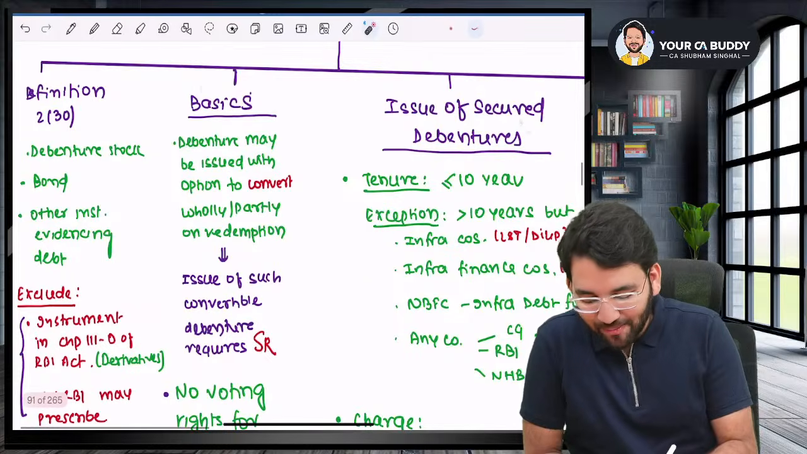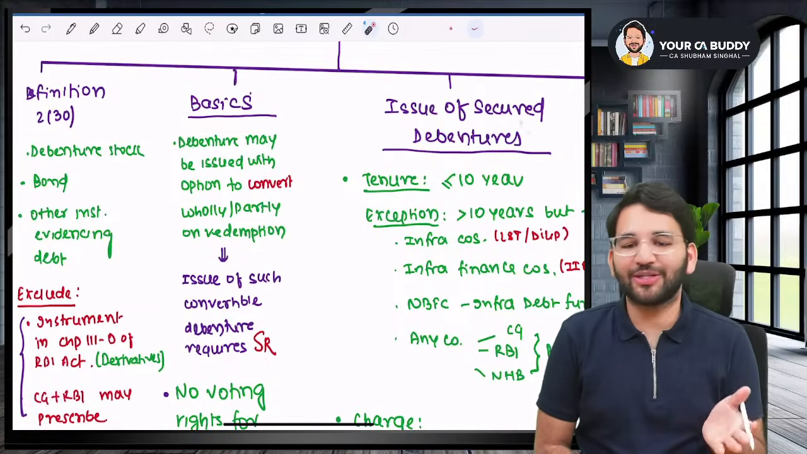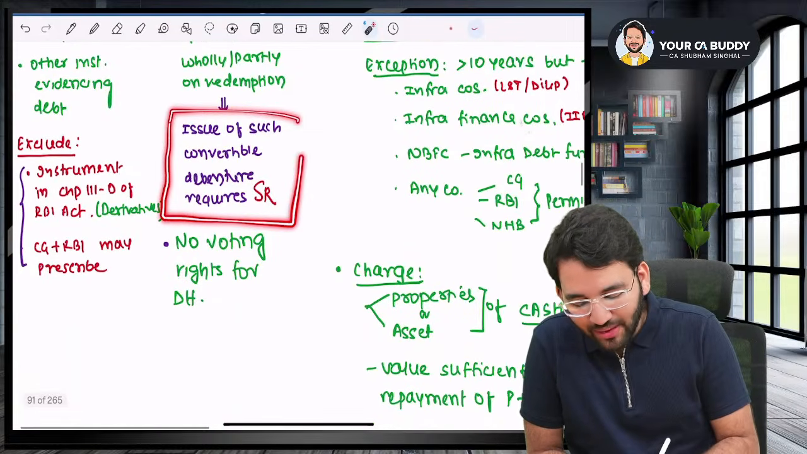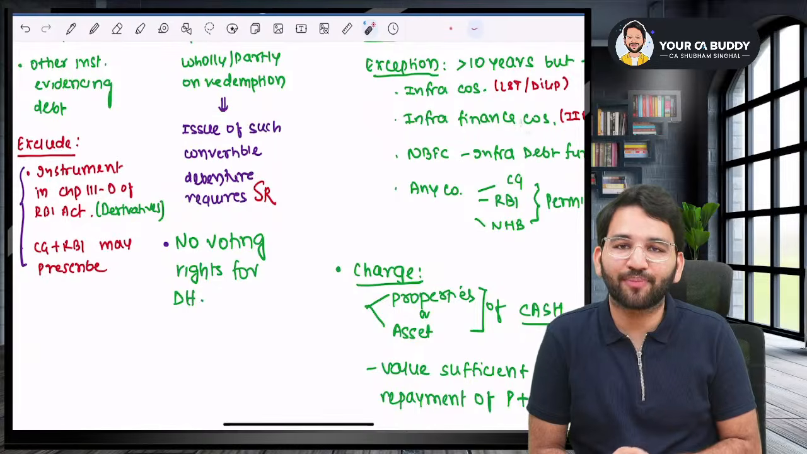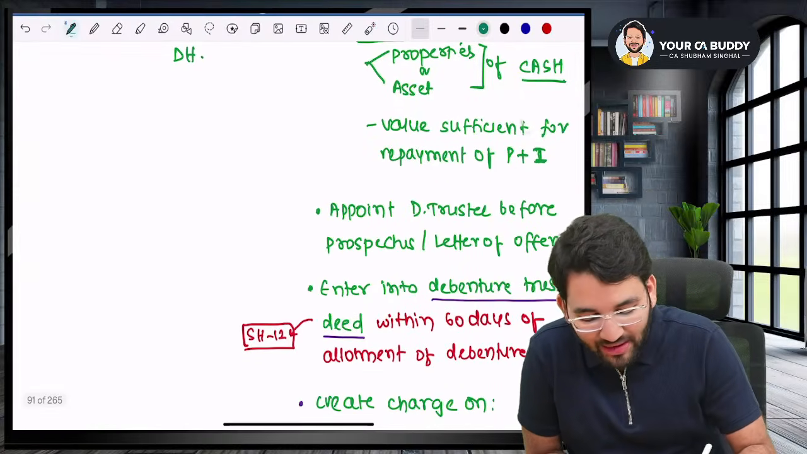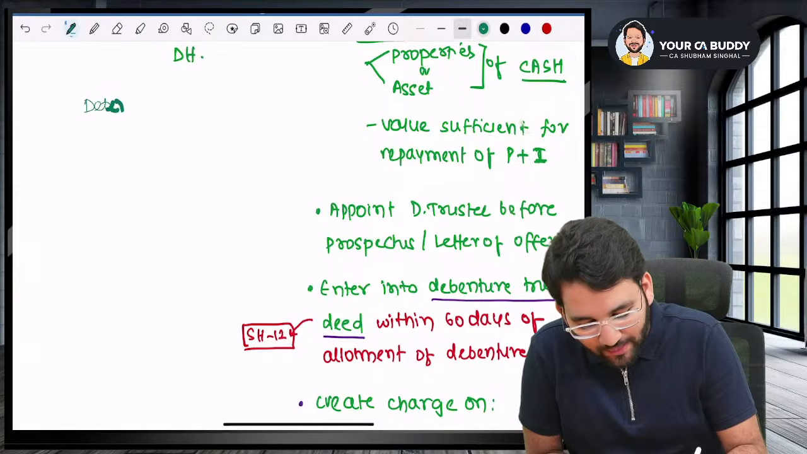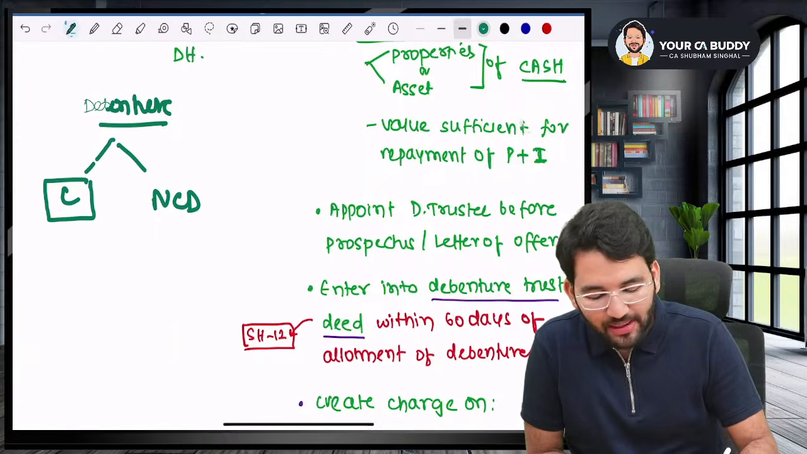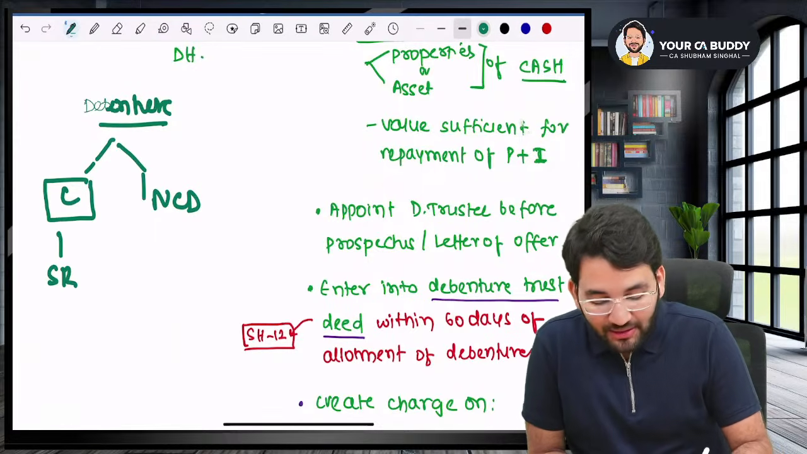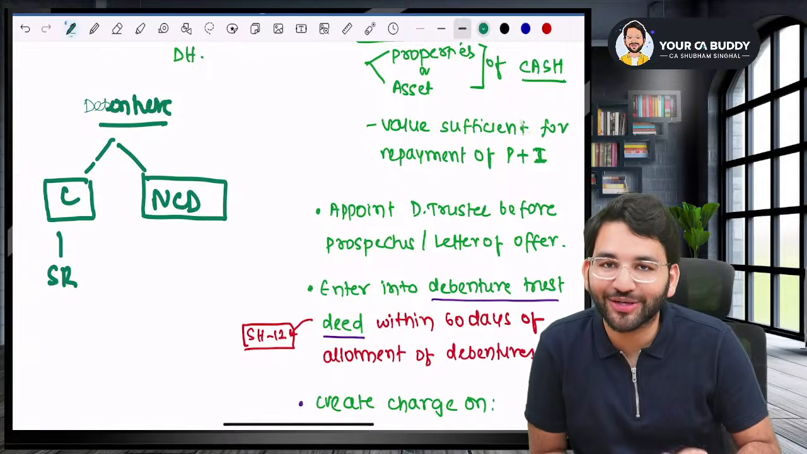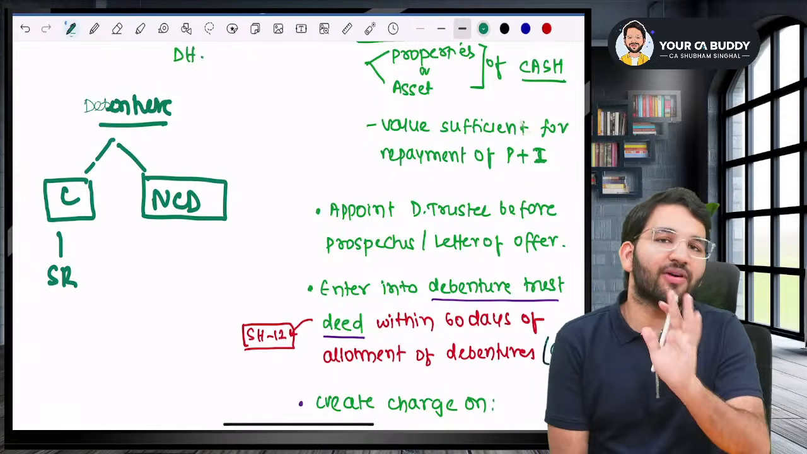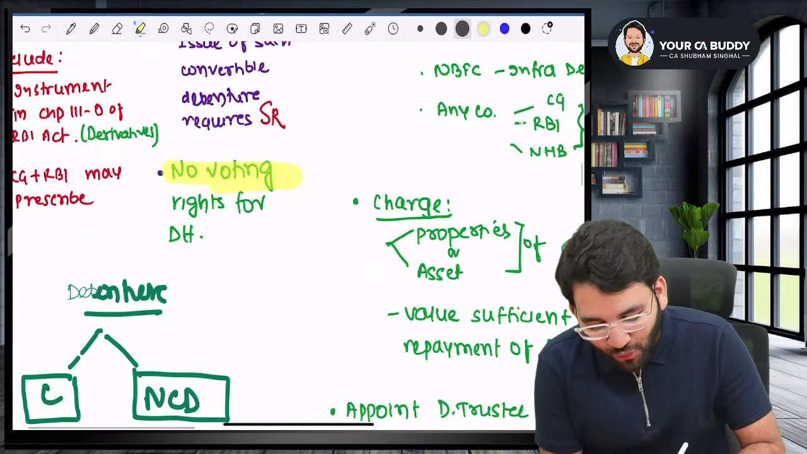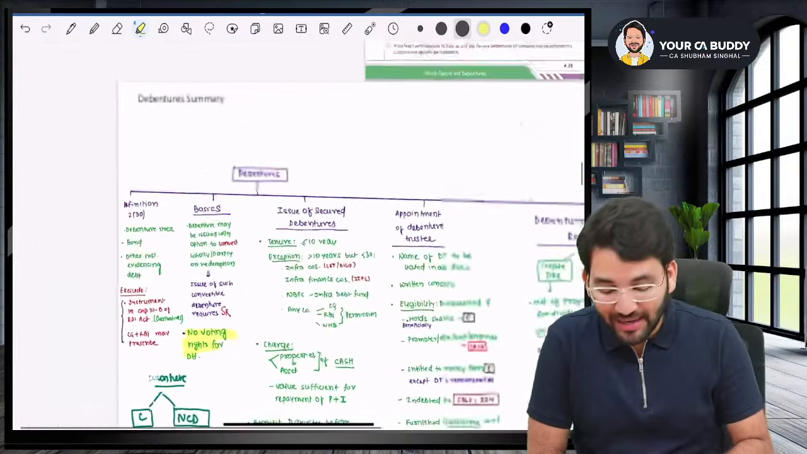After that, what are the basics, sir? Please understand that debentures can be convertible debentures also, non-convertible debentures also. When you are issuing convertible debentures, listen to me very carefully, you have to pass a special resolution. But if it is not a convertible debenture, that is, it is not going to convert, then you do not need one. But understand that debenture holders do not have any voting rights.